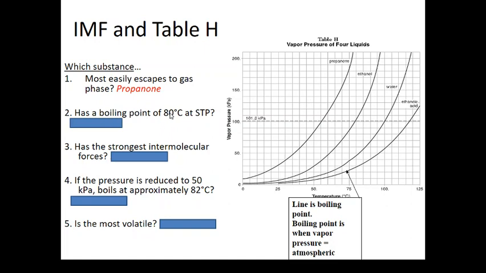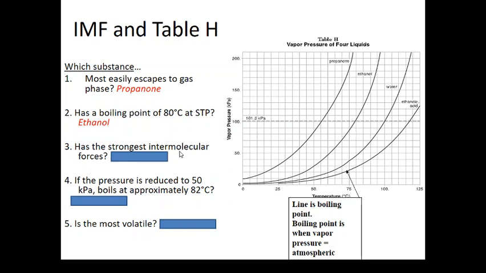Which has a boiling point of 80 degrees Celsius at STP? Well, we know STP, based off Table A, is 101.3 kilopascals. As we follow this line across to 80 degrees, and you go up, you know that this is indeed going to be the boiling point of ethanol.